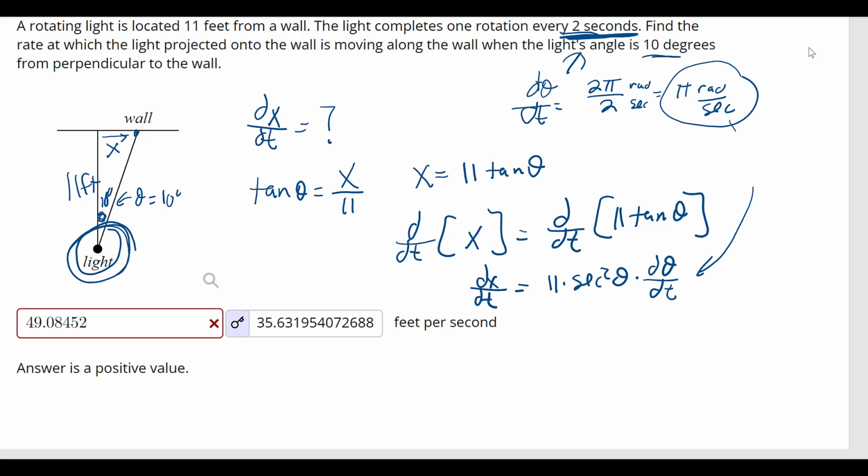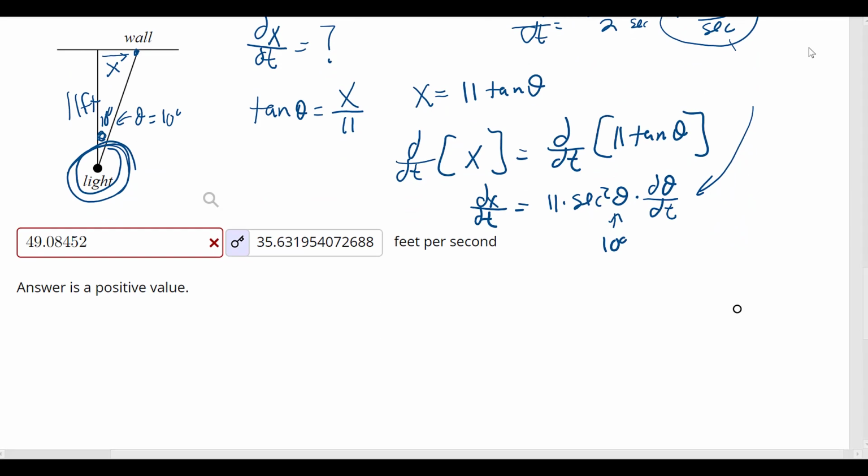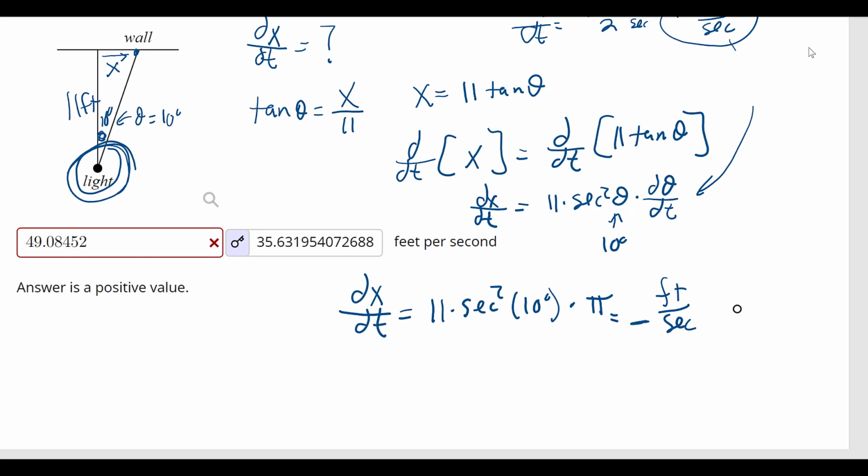Now, they did say when we're at 10 degrees, so in place of the theta there, we're going to have 10 degrees. I know this gets a little awkward because the d theta dt is in terms of radians, but the angle given is in terms of degrees, but that's just what it is. So dx dt is going to be 11 times secant squared of 10 degrees times pi, and this will end up giving us feet per second equals something.